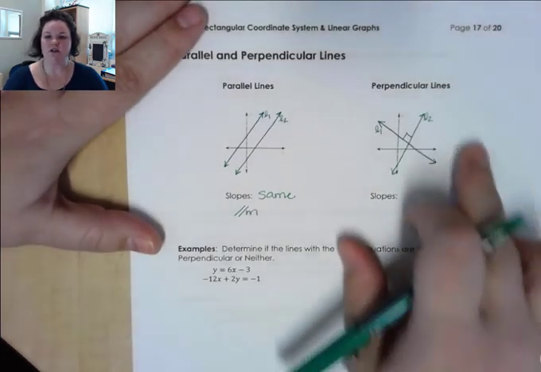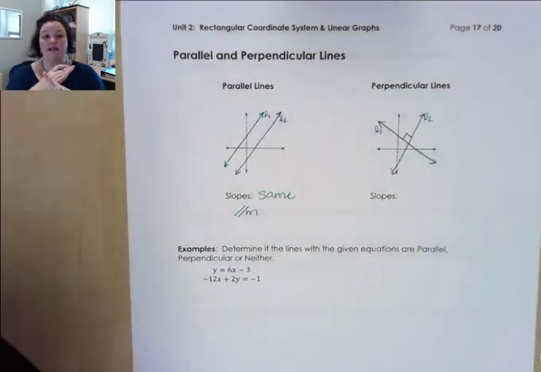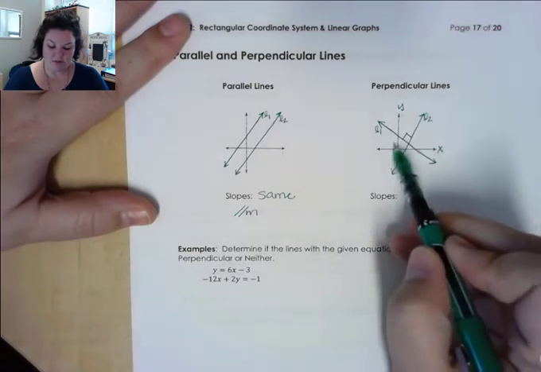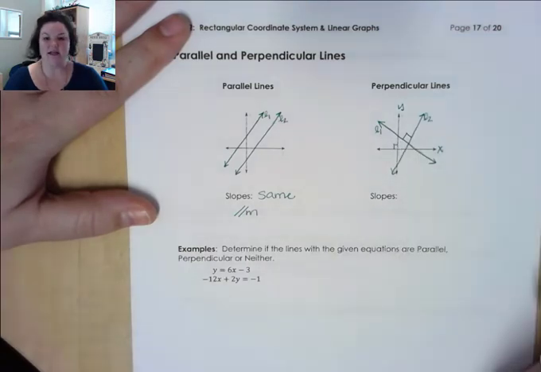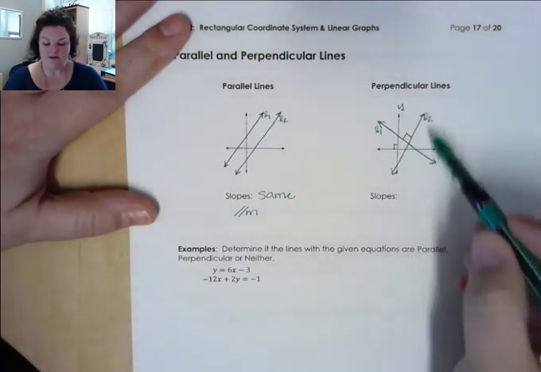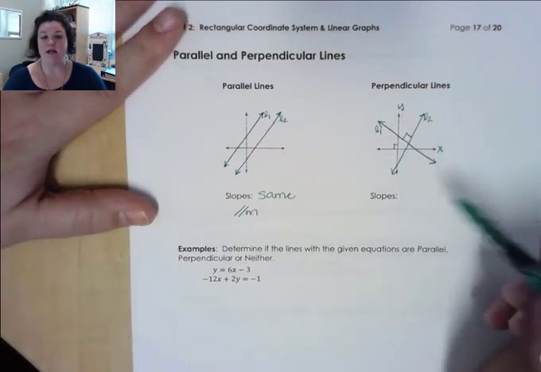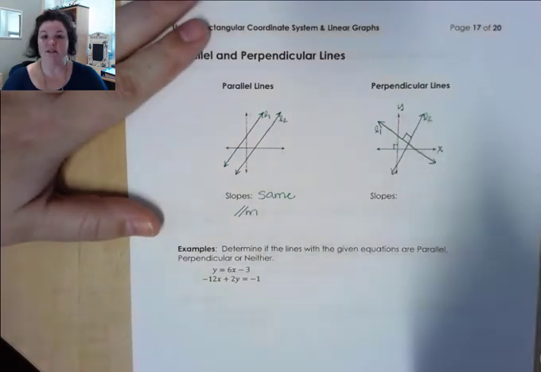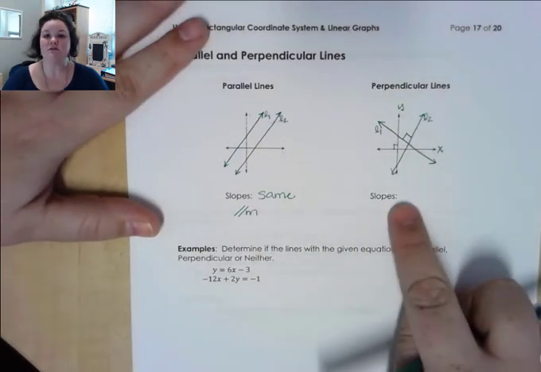Then for perpendicular lines, they are unique in that they cross at exactly a 90-degree angle. So notice here the x and the y-axis are perpendicular lines, right? Because they cross at a 90-degree angle. Or you could have any lines crossing out in the plane, right? As long as they cross at a 90-degree angle, then they're perpendicular lines, okay? And they have special slopes as well.